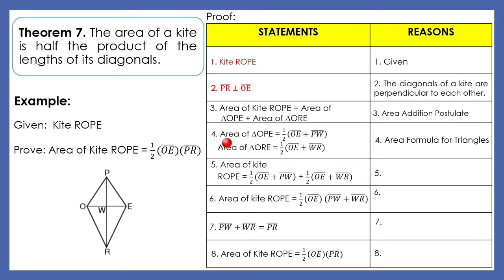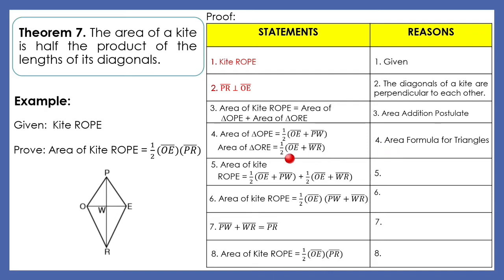For statement number 4, ang area ng triangle OPE is equal to 1/2 times the sum of line segment OE and line segment PW. Yung area naman ng triangle ORE ay equal sa 1/2 times the sum of line segment OE at line segment WR. So, ito yung formula natin sa triangles. So, ang reason is area formula for triangles.